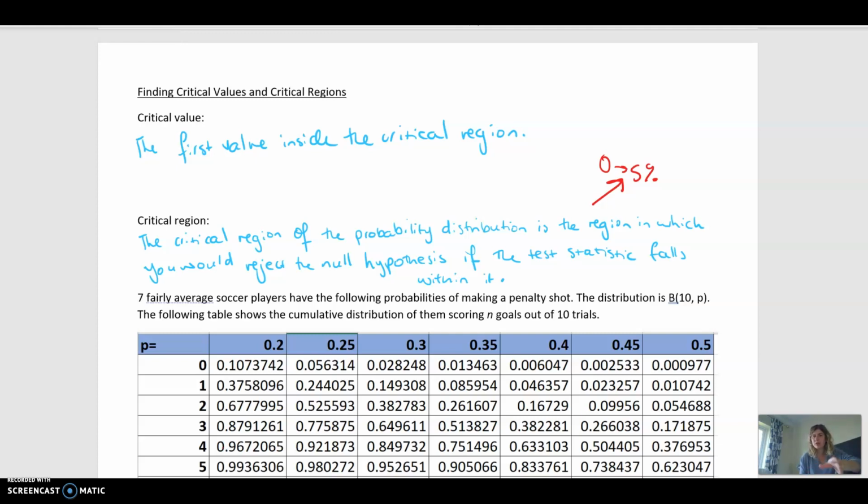And remembering with a binomial distribution, you have discrete values, so all integers. So it's an integer value, okay? We don't talk about it being 4.5 or 6.5 or whatever. It's a whole number. All right, so I want you to have a look at this.